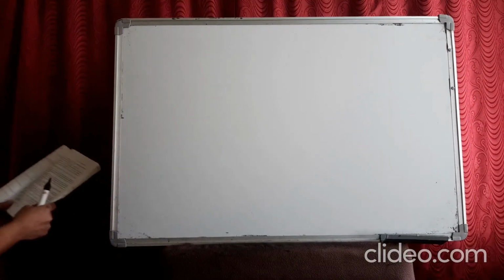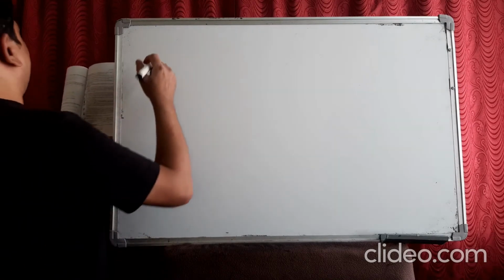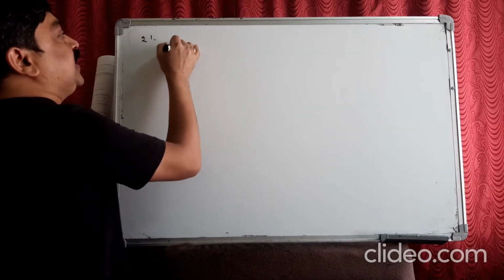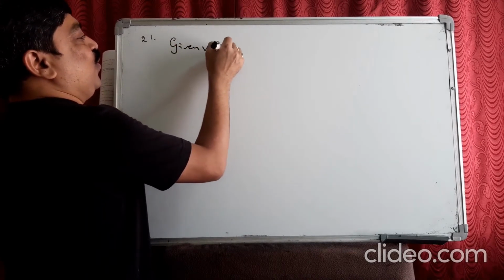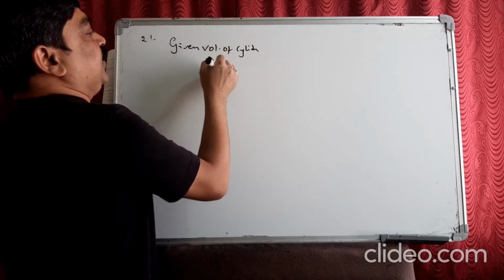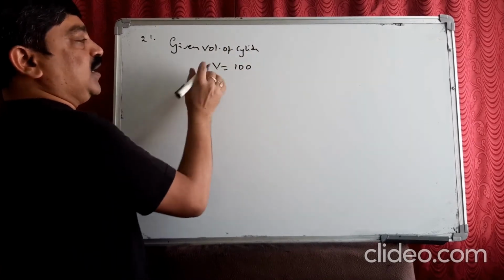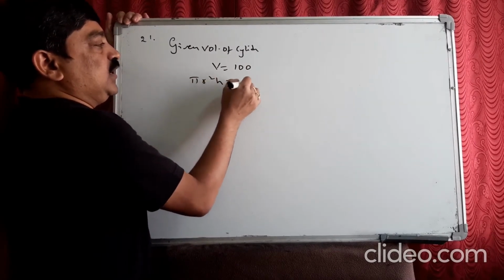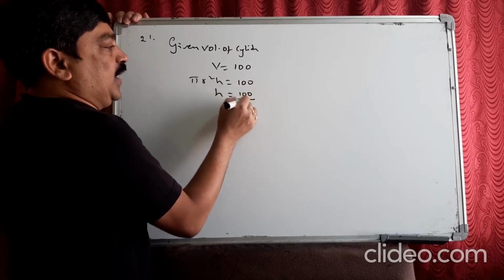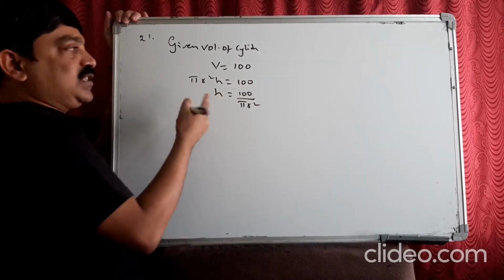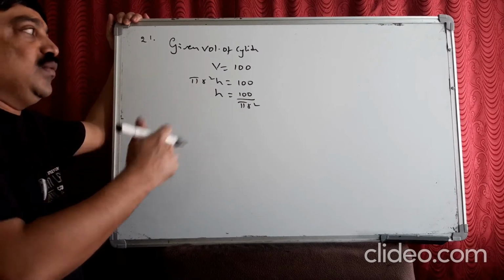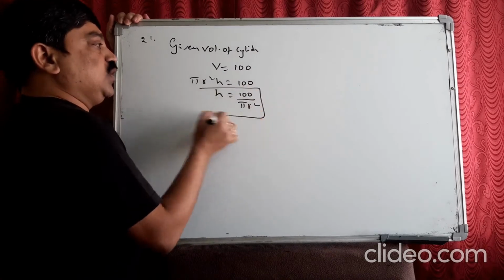Okay. Right. Let's see the 21st question. They have given a cylinder, but it is given volume. Volume of cylinder is given here. V is equal to 100 cubic centimeters. That means this is constant here. So what is the volume of the cylinder? Pi r square h is 100. h is 100 by pi r square. I can extract r also here, but if I extract r, it becomes a square root on the right hand side, which doesn't look good. So we can do it like this.